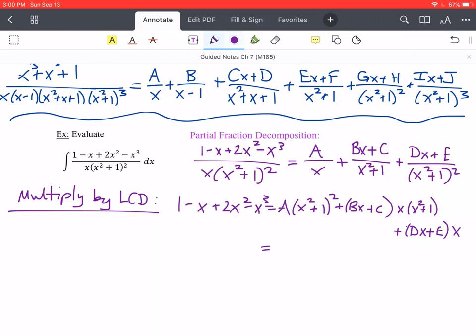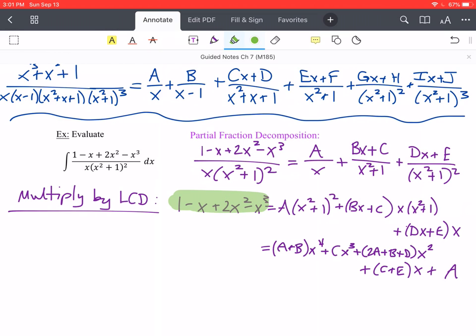But if we do that and then regroup based on power, we'll see that we get (a plus b) times x to the fourth, plus cx cubed, plus (2a plus b plus d) x squared, plus (c plus e) times x, plus a, which is the only one with a constant term there. Okay, so we've got this equal to this.